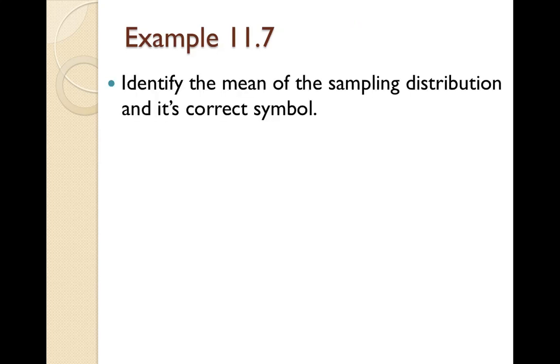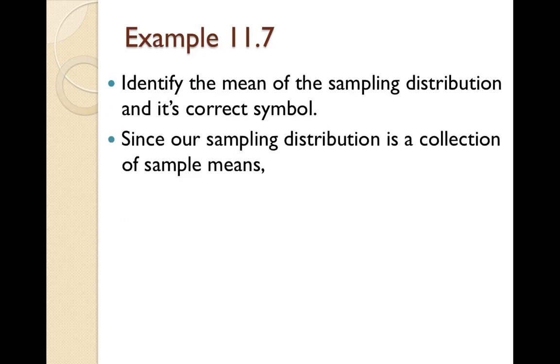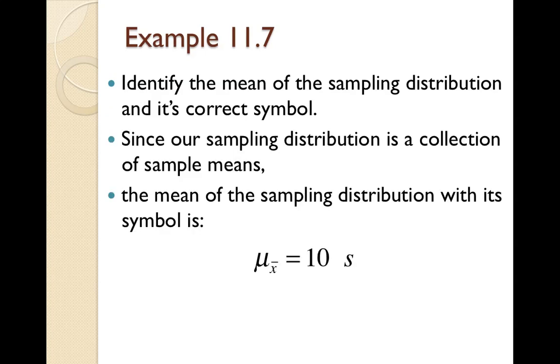The mean of the sampling distribution and its correct symbol, this is where we state mu sub x bar equals, and then we are going to put the value for the population mean, which is 10. So mu sub x bar equals 10, therefore the very center of our bell curve should have a 10 labeled there.